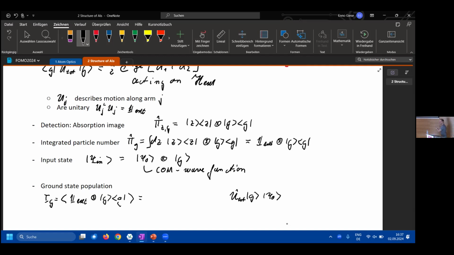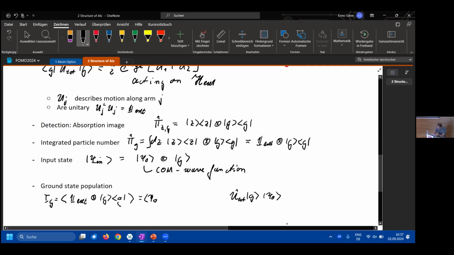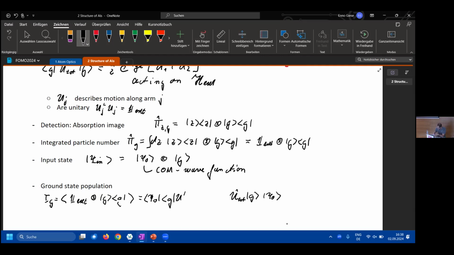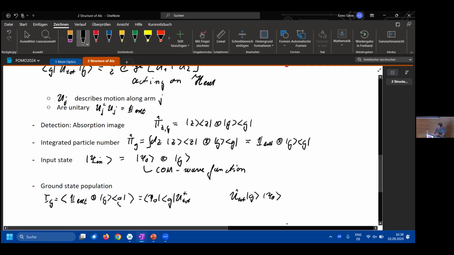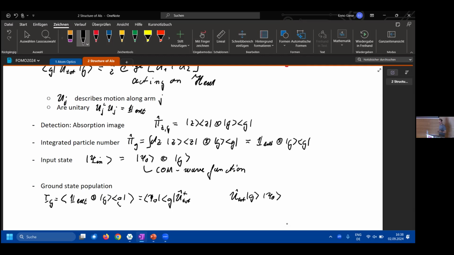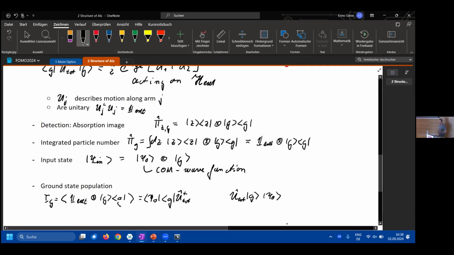I take the state, evolve it in time through the interferometer. Now I have my projector. And of course, I have to do that from the left as well when taking the expectation value. So this is psi naught, and this is G. And of course, I have U total dagger because I just multiplied from the left. Okay, and now I have my projector, and I just leave out.